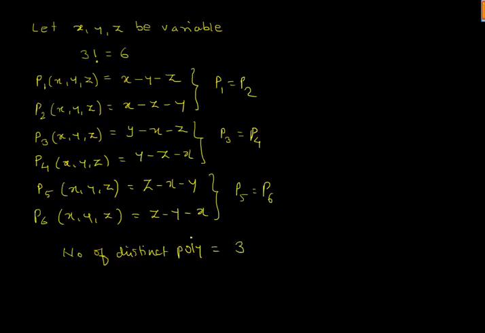And what was actually stated by Lagrange is that the number of distinct polynomials always divides the total possible permutations of these variables. So the total possible permutations of x, y, z are 6 and the total distinct polynomials are 3. 3 divides 6, and therefore this is the result on polynomials stated by Joseph Lagrange in 1771.